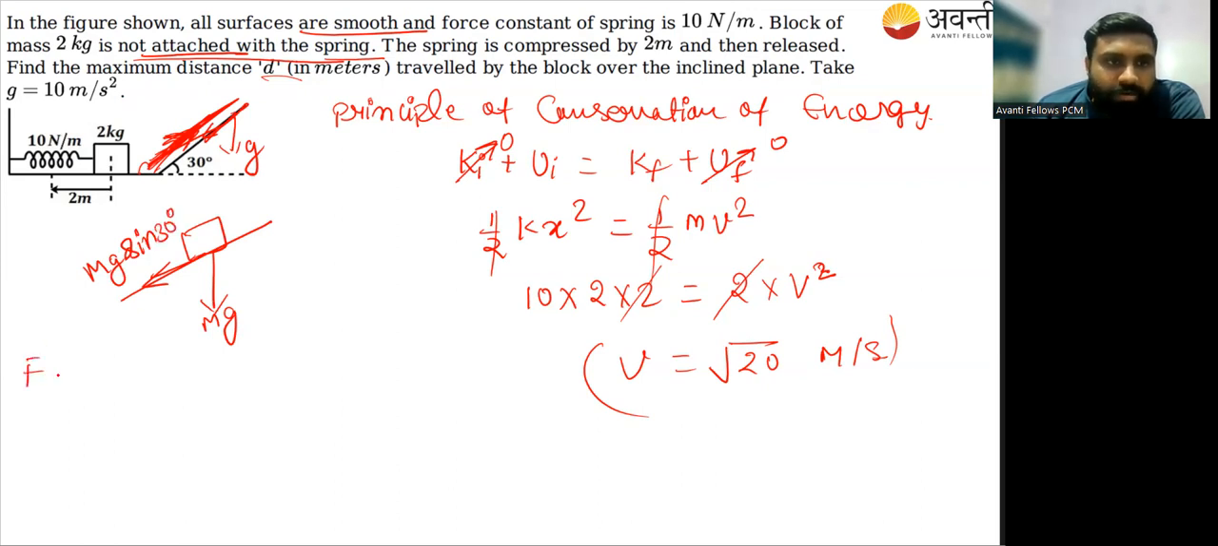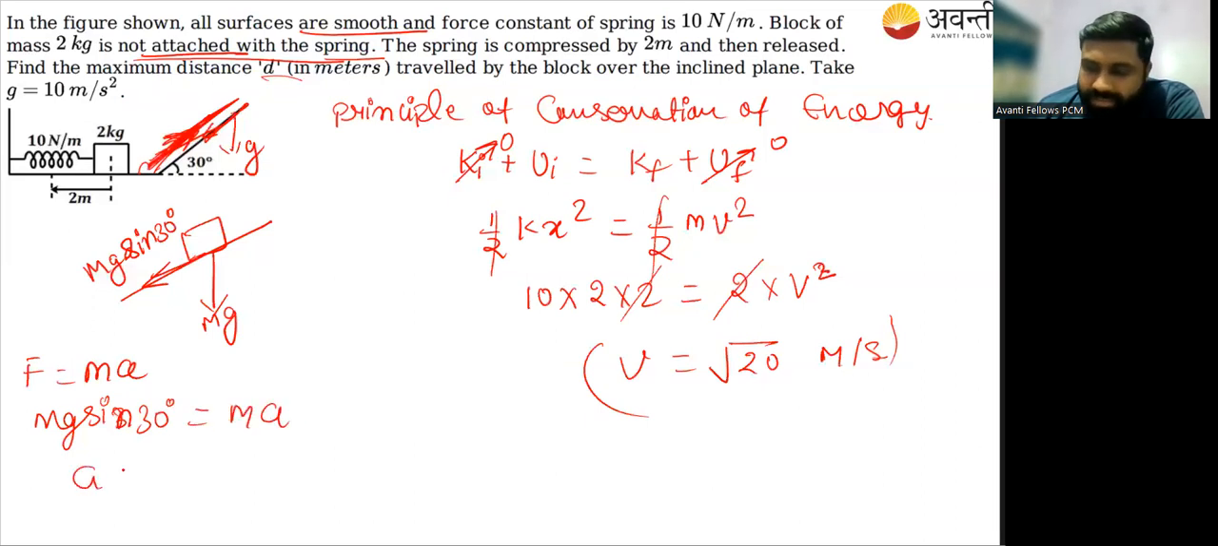And according to Newton's law of motion, F equals ma. So F here is mg sine 30 equals ma. So acceleration here will be what? Acceleration here is g sine 30.